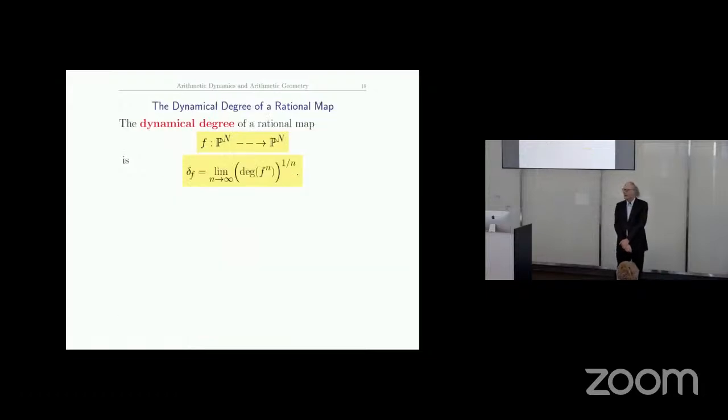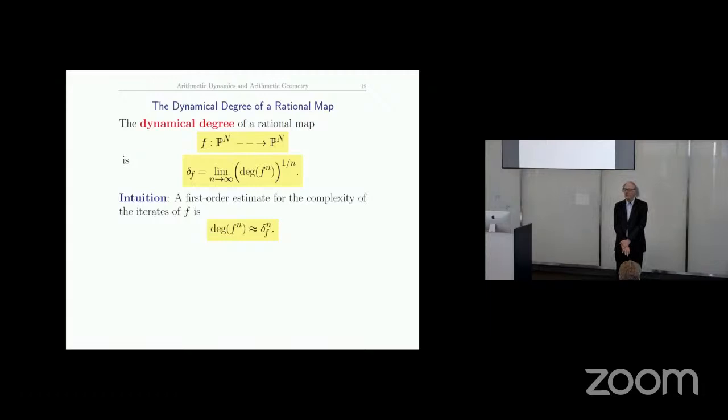So what we want to look at is how fast the degree grows, keeping in mind it might grow slower than d to the n. So we take the degree of the nth iterate and see to what extent it's growing exponentially. So we take the nth root of that and let n go to infinity. And that limit's called the dynamical degree. And one can show that it converges.